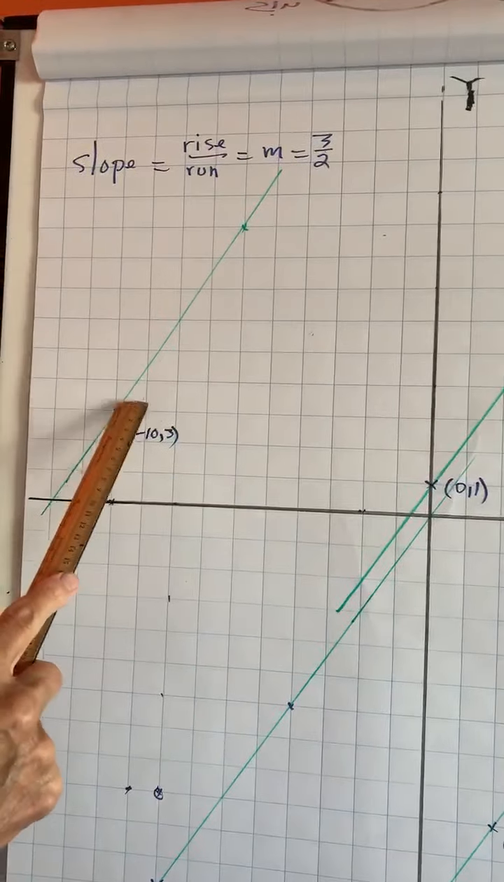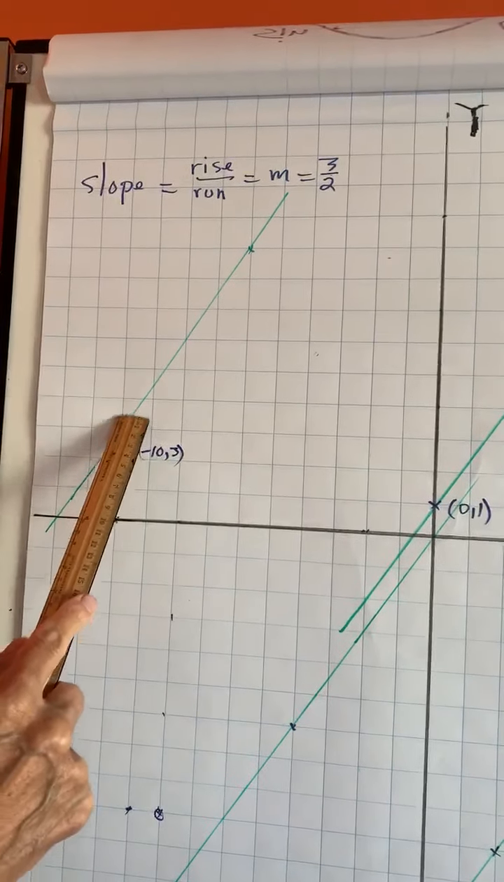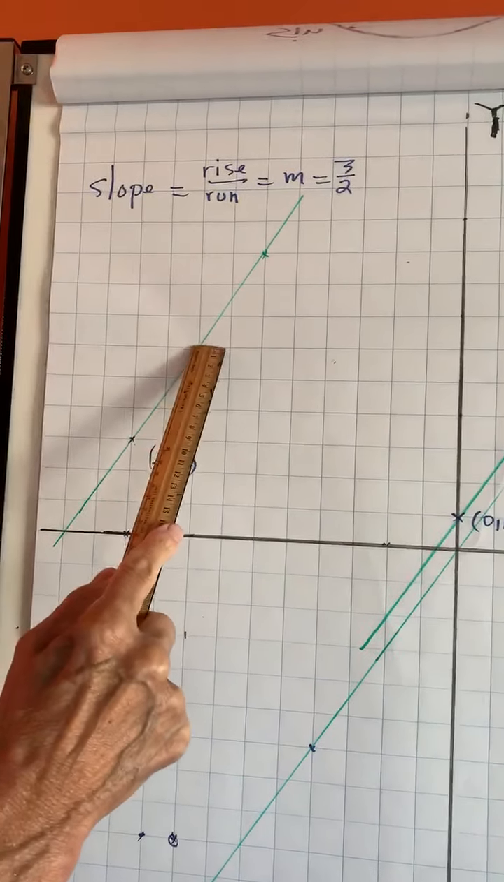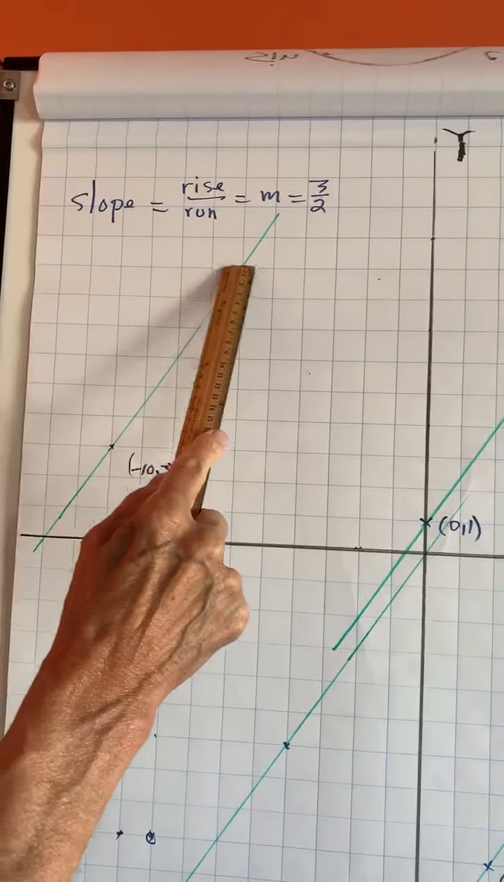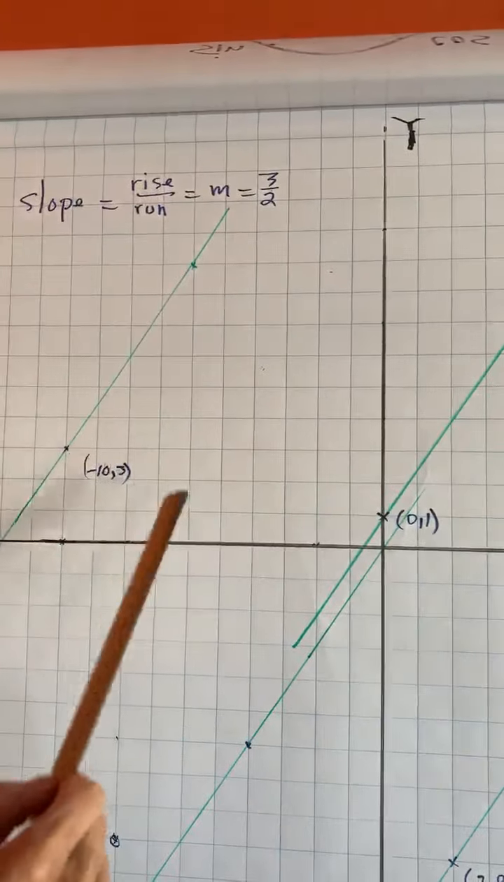So I'm starting from here at this point, which is minus 10, 3. I'm going to do a rise of 3, a run of 2. A rise of 3, a run of 2. The slope of this line is 3 halves.